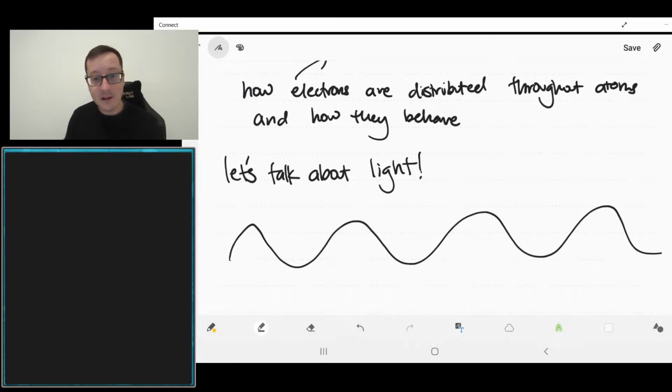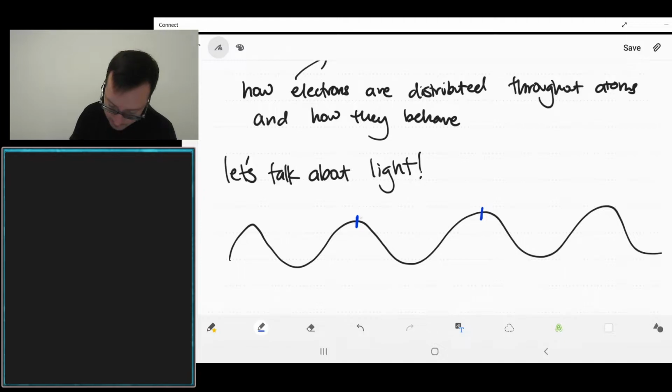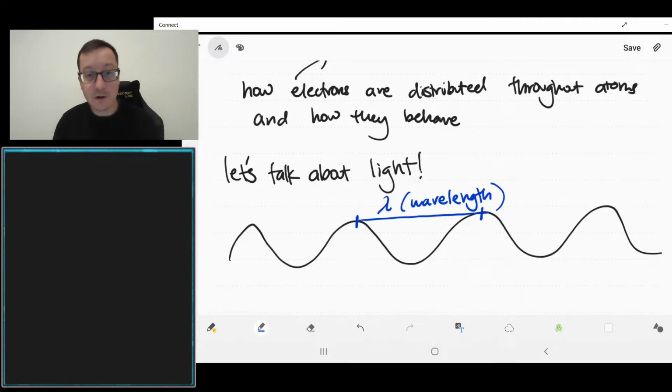There's a couple of bits on this wave that we're going to want to talk about so that we have names for these when we look at energies and all that sort of thing. We're going to see that this distance here is called the wavelength. That is given the Greek letter lambda. Because it's a length, it's going to be in units of meters.